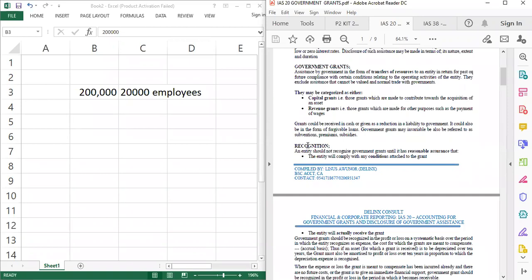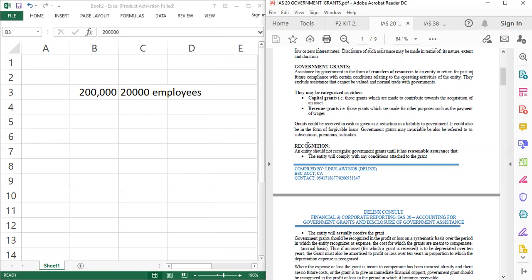The next one is that the entity will actually receive the grants. So that is the place that we have the 20,000. The government is saying that anyone who employs more than 20,000 employees, they are going to give the person 200,000. How sure are you that you are going to receive the grants? If everything is showing that you are going to receive the grant, and past experience is showing that whenever this grant happens, the entity ends up receiving the grant, with this particular information, the accountant can go ahead and recognize the grants.